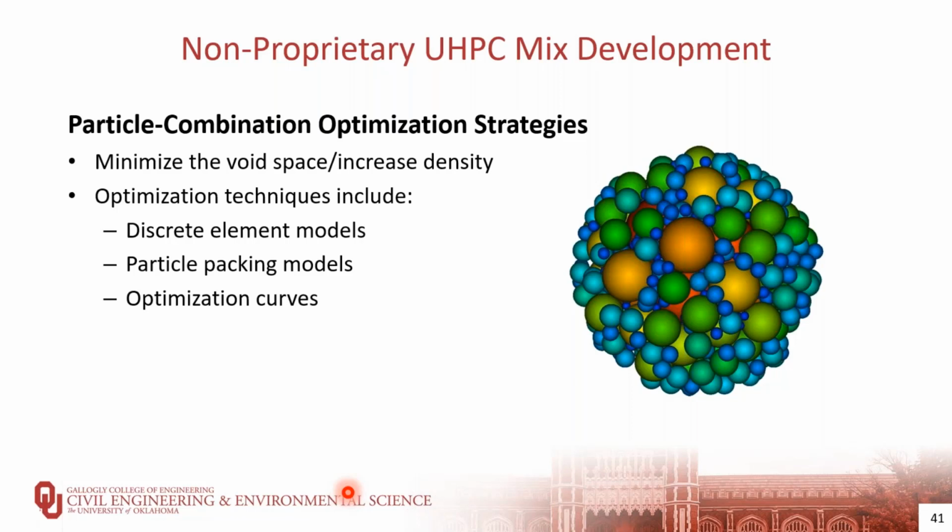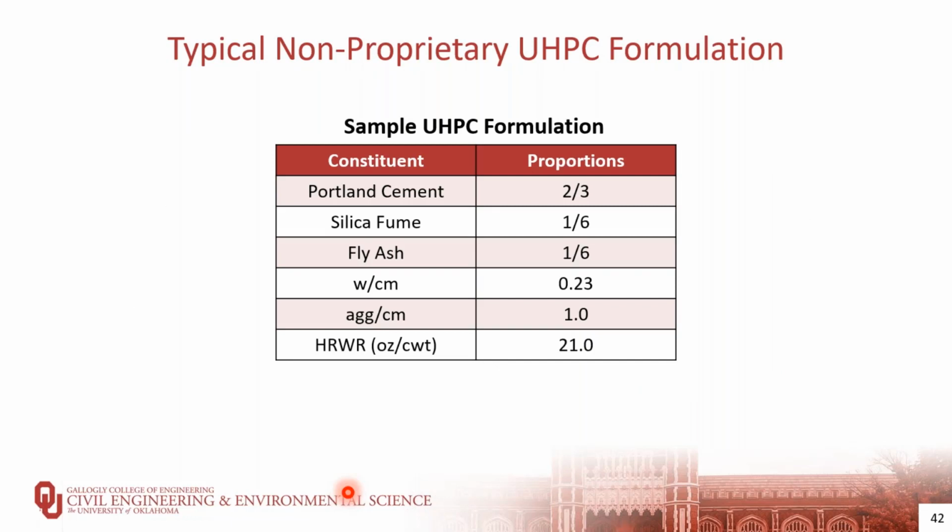One thing to consider that we considered as our starting point is there are a lot of UHPC formulations out there. We're talking about one of them today as the ABC UTC mix, but there are a lot of mixes that have been developed. I'll give you some references to a number of them at the end of this presentation. But a sample UHPC formulation may have 2/3 of the cementitious materials be Portland cement, 1/6 be silica fume, 1/6 be fly ash, have a 1-to-1 aggregate to cementitious materials ratio, water cement ratio 0.23, and 21 ounces per 100 pounds of cement of high range water reducer.